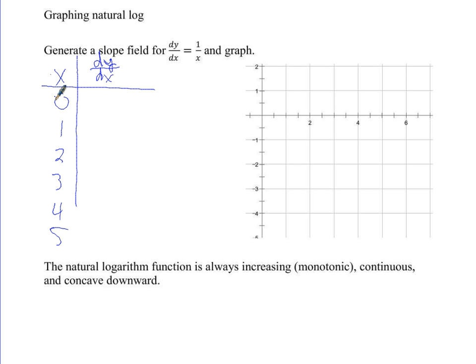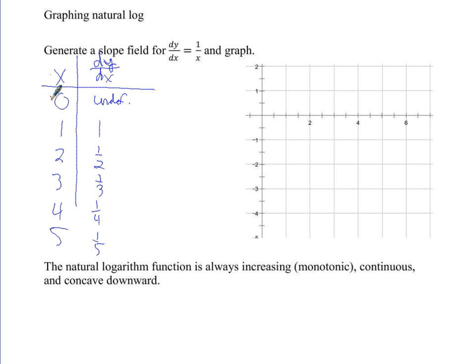If I plug 0 into this equation, what do I get? Undefined. The world just exploded. If I plug 1 in, what do I get? 1. And if I plug 2 in, I get 1/2. If I plug 3 in, I get 1/3. Yeah, so our slope is getting less and less, but each time our slope is positive. Okay? Good, it's always increasing. I have that down here. So we'll talk about that in a little bit.